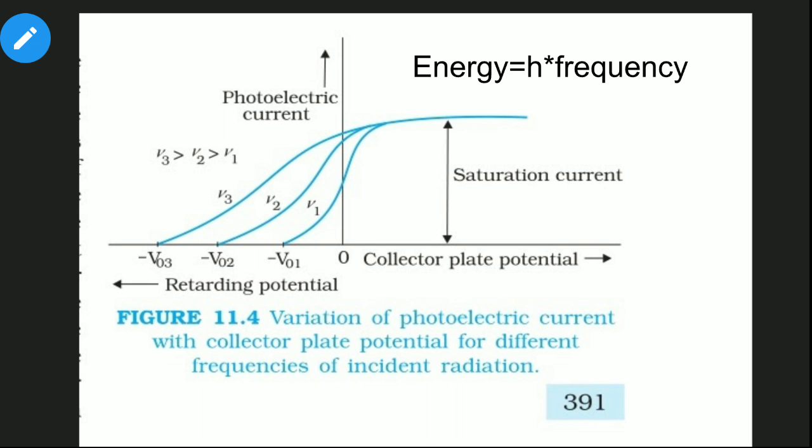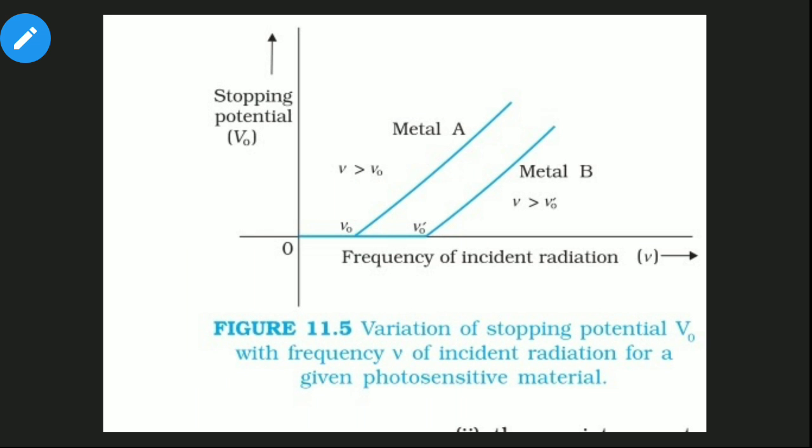So now if we plot a graph between frequency of incident radiation and corresponding stopping potential of different metals, we will get straight line graphs as shown in this figure. The stopping potential increases linearly with the frequency ν of incident radiation. In this picture, we can see a gap between 0 and V0 in the graph.